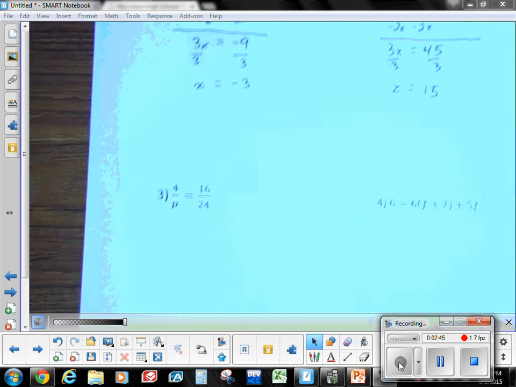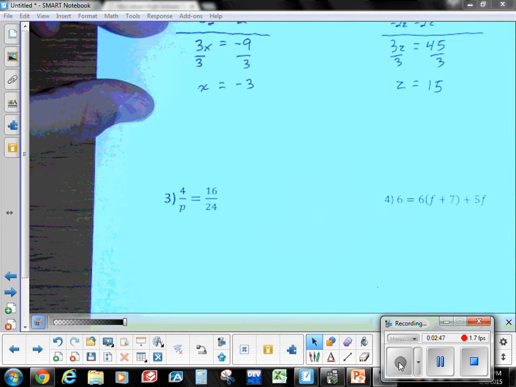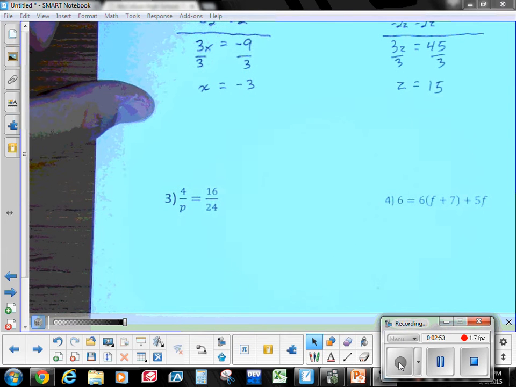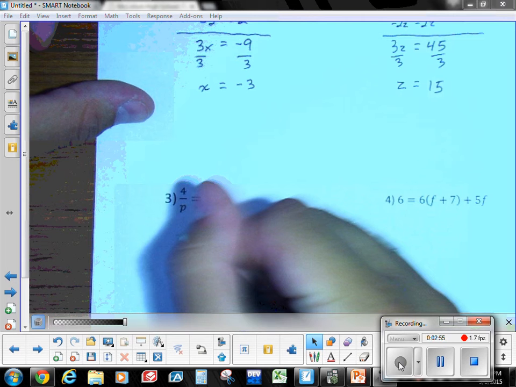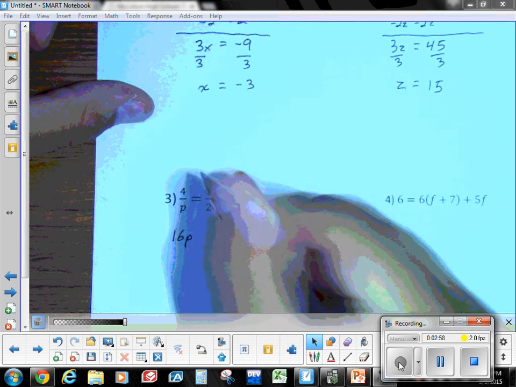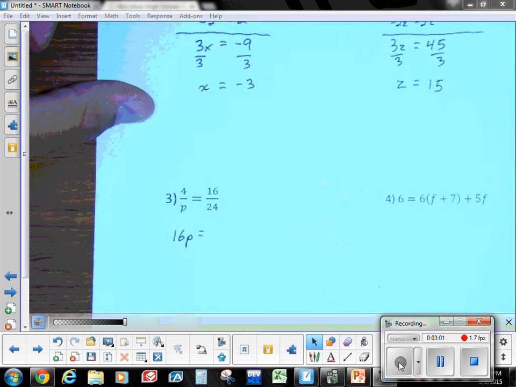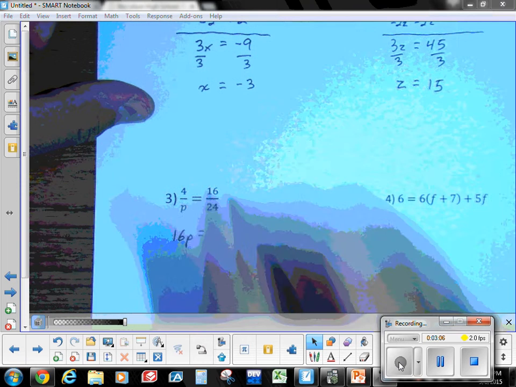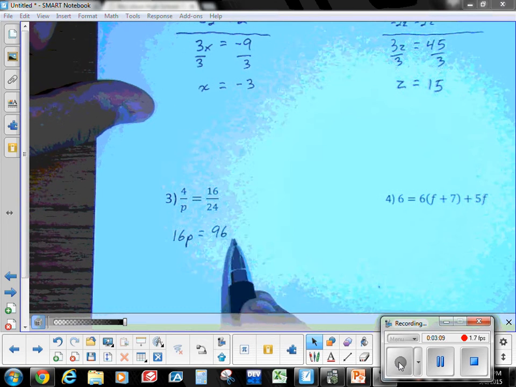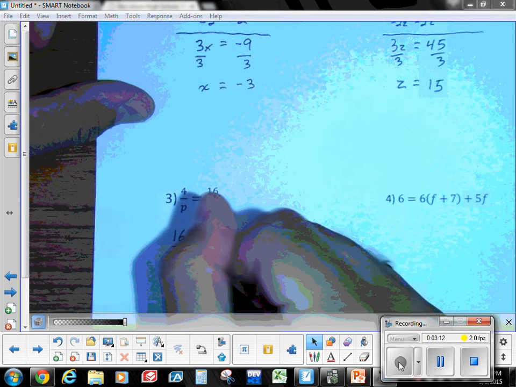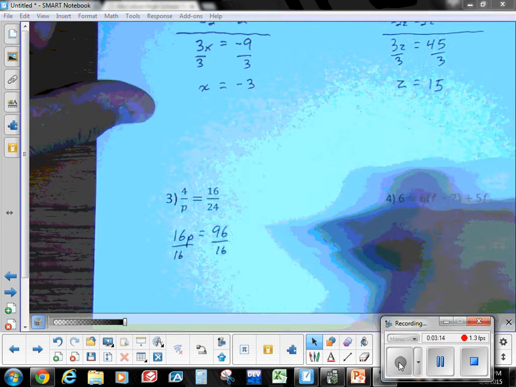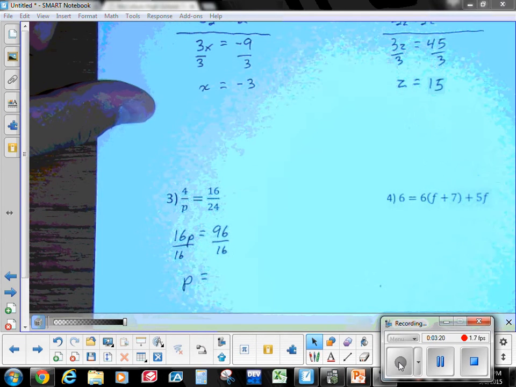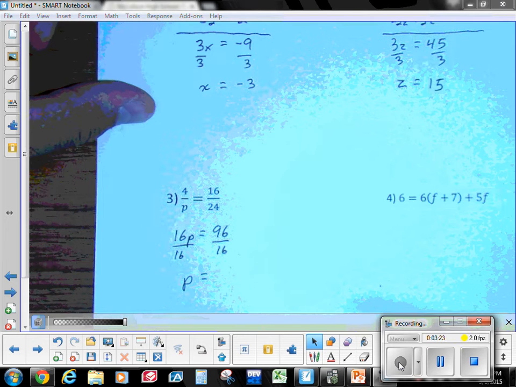Example number 3 is a fraction equal to another fraction. The popular method would be the cross multiply and divide. So if we have p times 16, a variable times a number is just that, the number and the variable together, 16p, is equal to 24 times 4, which gives us 96. And now we're at the last step to divide by the coefficient in front of the variable we're solving for. Divide by 16, divide by 16. 16p divided by 16 is just 1p. And 96 divided by 16 gives us 6.